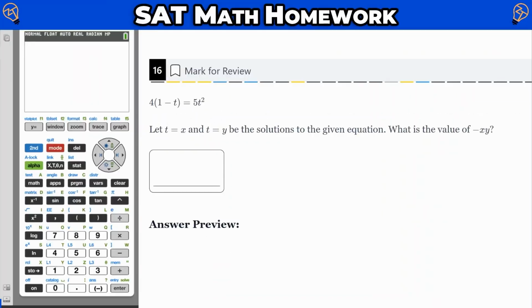On this question, we're trying to figure out the two solutions to this quadratic equation. And once we get those two solutions, we're trying to figure out what's the product of them and then also multiply by a negative. So there's a lot going on here. Now let's look at it with a couple different approaches.